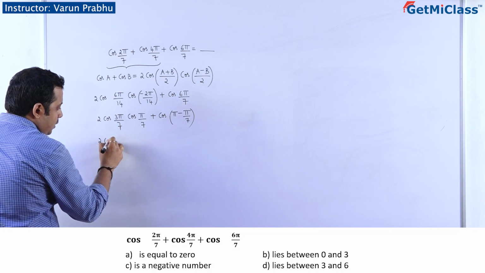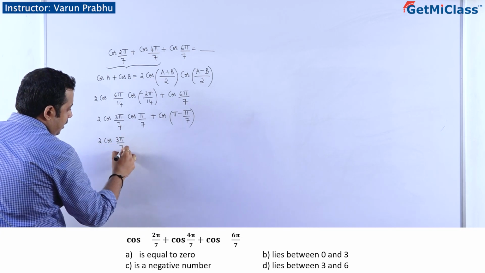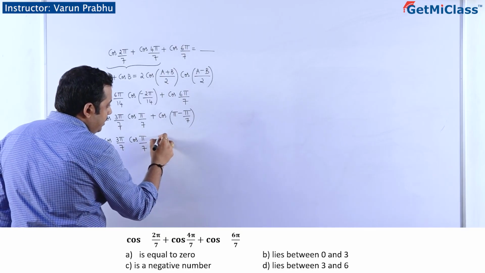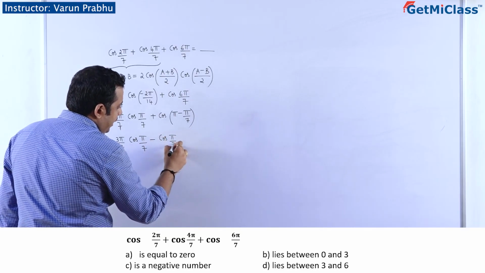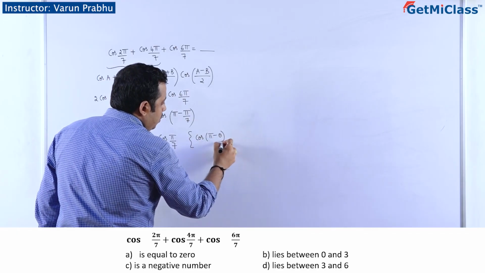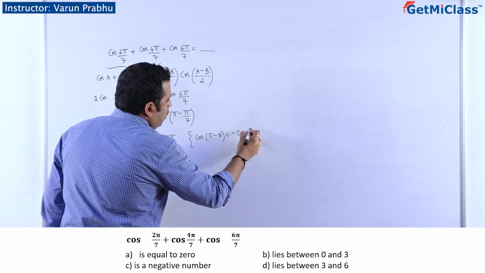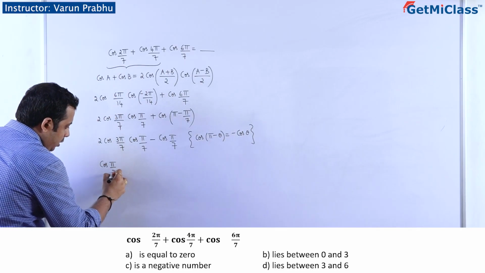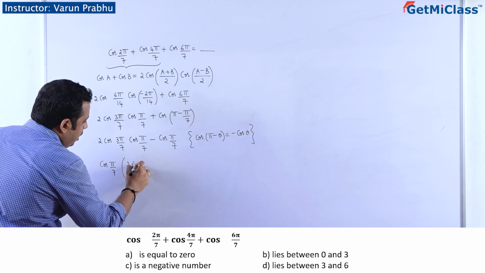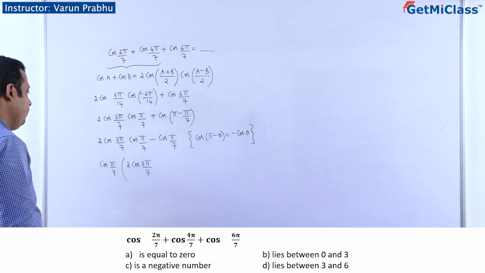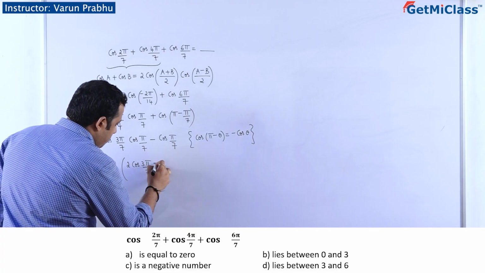So 2 cos 3 pi by 7 into cos of pi divided by 7. Cos of pi minus theta is nothing but minus cos theta, right? So I'll write minus cos pi by 7. So I can take out the cos pi by 7. If I take out the cos pi by 7, I'll be left with 2 cos 3 pi by 7 minus 1.